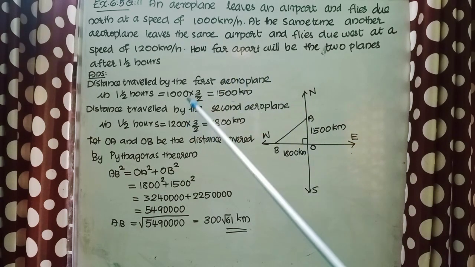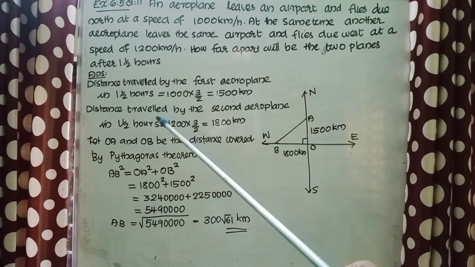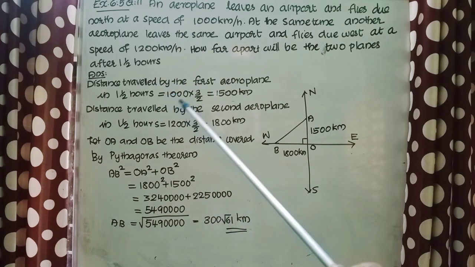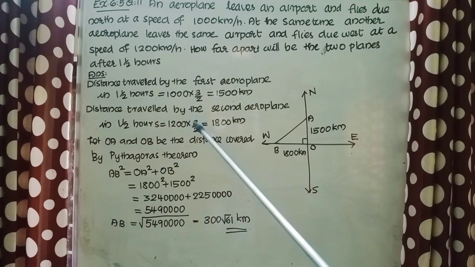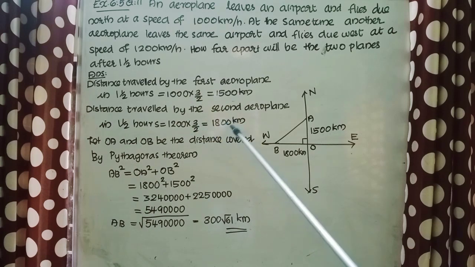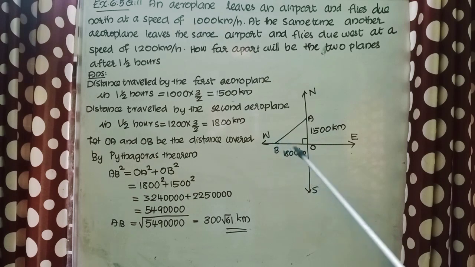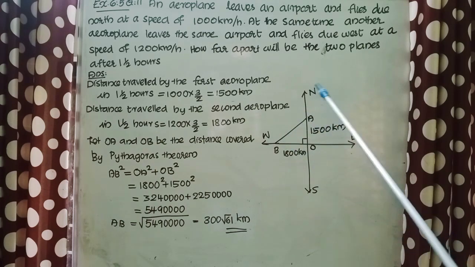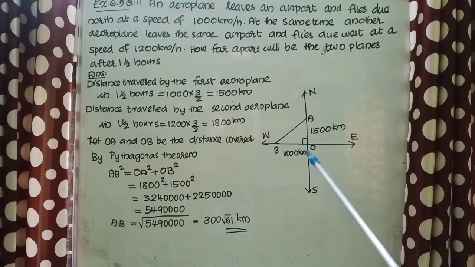Then the second aeroplane is travelling at a speed of 1200 km per hour. The distance covered by it after 1.5 hours equals 1200 into 3 by 2, that is equal to 1800 km. So the second aeroplane travelled west and covered a distance of 1800 km. We need to find the distance AB, how far apart the planes will be after 1.5 hours.